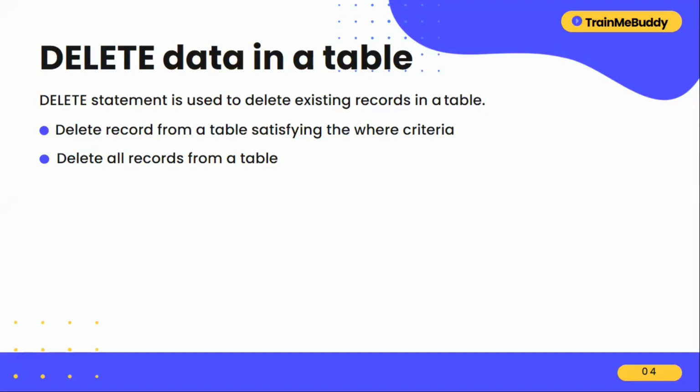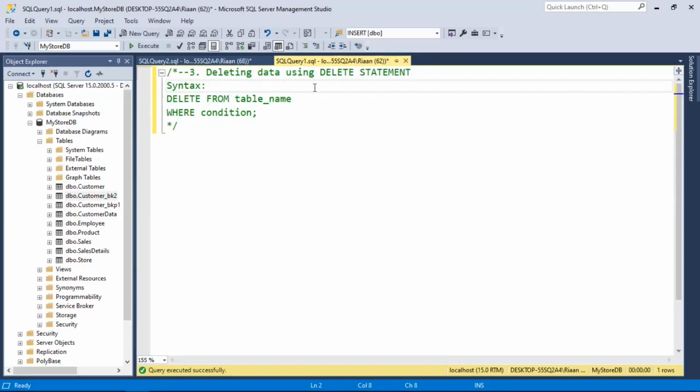We use the delete statement to delete existing data in a table. We'll be going through different variations of the delete statement. Either we can delete a specific record in a table by specifying the where criteria, or we can delete all the records in a table without specifying the criteria. The syntax for deleting records from a table is delete from table name, and you can specify the where condition. This will delete those records which satisfy the where condition. But if you want to delete all the records from the table, you can avoid using the where condition here.